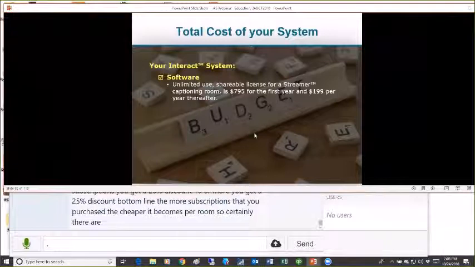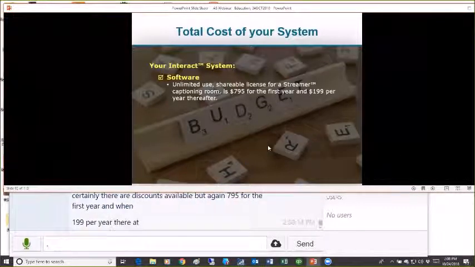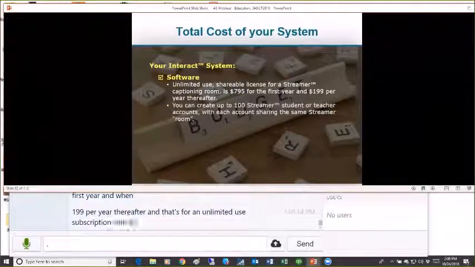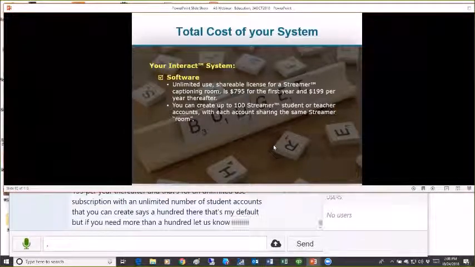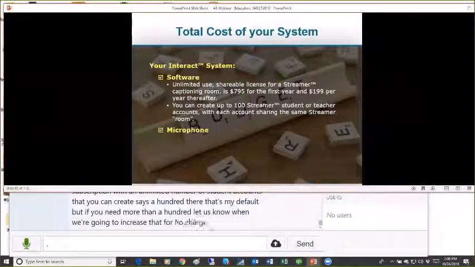So certainly there are discounts available. But again, $795 for the first year and $199 per year thereafter. And that's for an unlimited use subscription with an unlimited number of student accounts that you can create. It says 100 there. That's by default, but if you need more than 100, let us know and we're going to increase that for no charge.